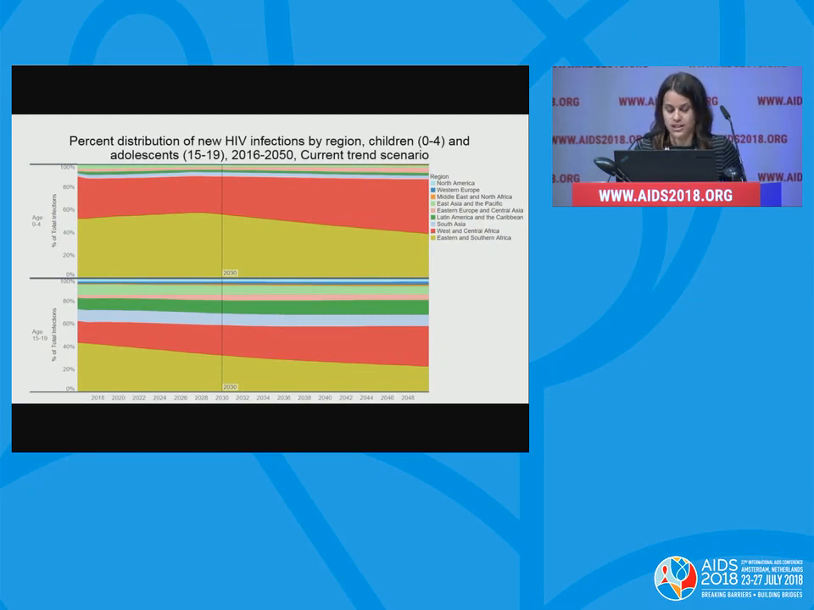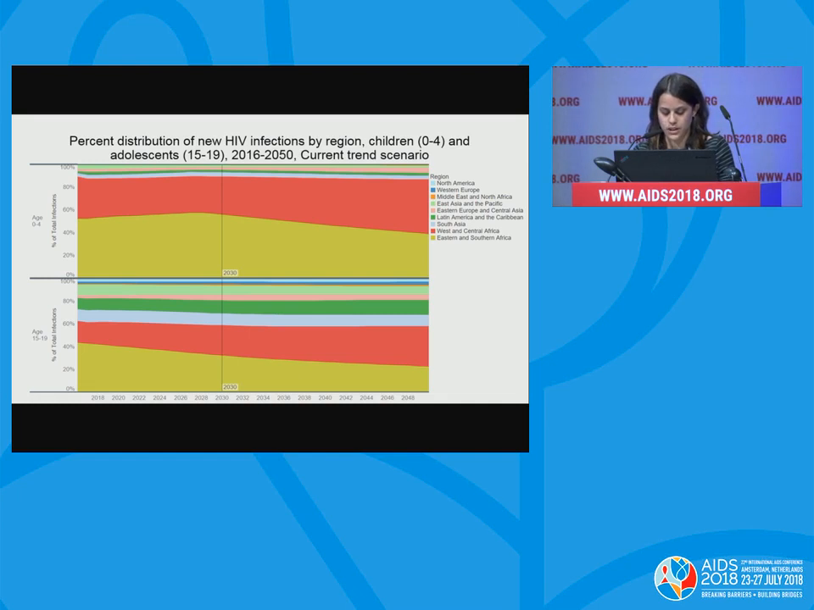So now we go into the regional differences. This chart shows the percent distribution of new HIV infections among children and adolescents by geographic region. The top graph shows 0 to 4, and the bottom graph shows 15 to 19. In previous years, about half of all infections occurred in Eastern and Southern Africa and about 25 to 30% in West and Central Africa. However, because of recent trends in each of those regions, we see that by 2050, West and Central Africa will contribute more and more to the global epidemic relatively.